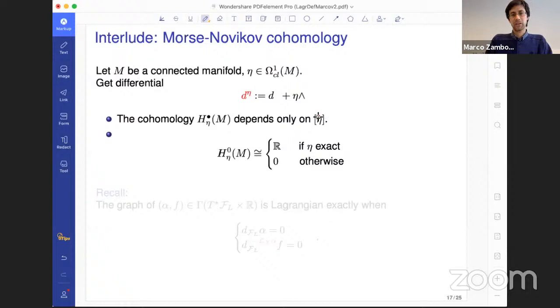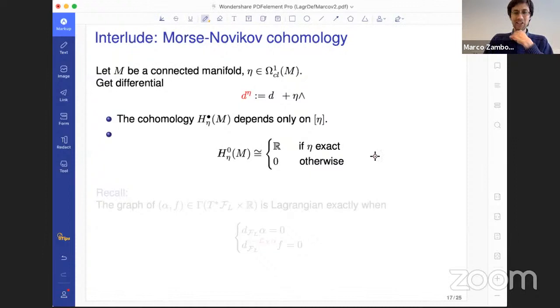It's interesting that the cohomology depends only on the class of eta. Actually you have even a bit more: if you have two representatives of the same cohomology class, eta and eta prime, you get an isomorphism between the chain complexes, not only between the cohomologies. And H0, so for functions, behaves like this. If eta is exact, then we might as well take eta equal to zero, and then we get R, since M is connected. But as soon as eta is not exact, you get zero. So you get even less than in the usual case.